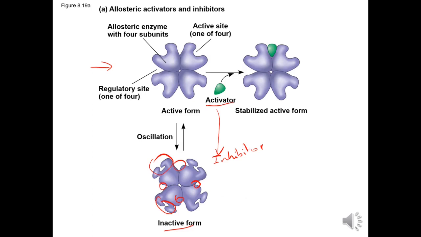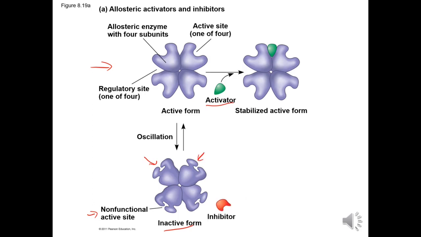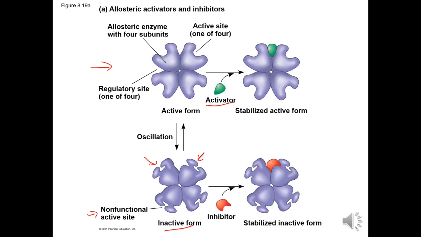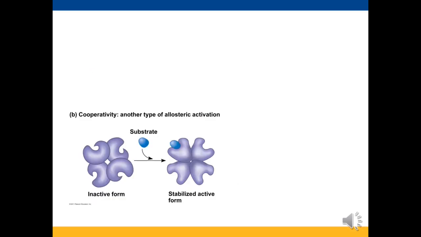Let's recap again all the things that I just told you. So here, as I said, there is a non-functional active site. The substrate cannot go and attach here. And when you have an inhibitor, the inhibitor is going to attach to a regulatory site, and then this will stabilize the inactive form.